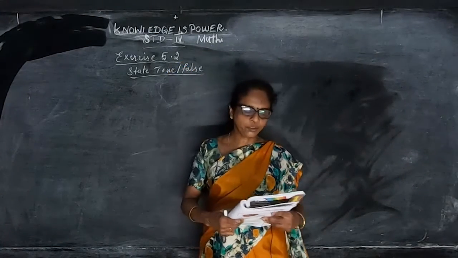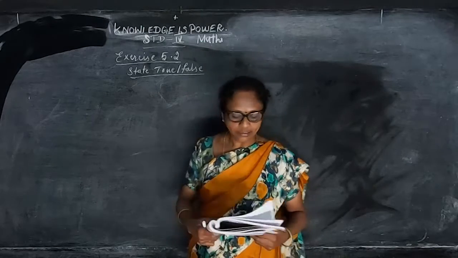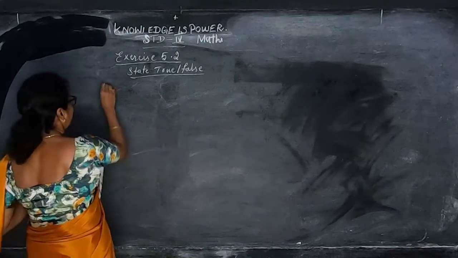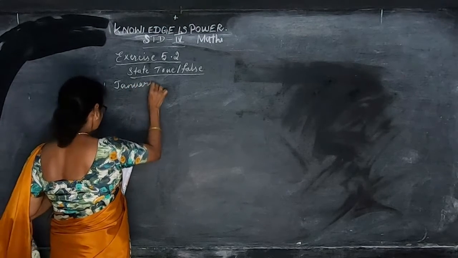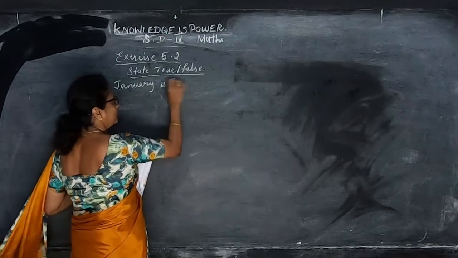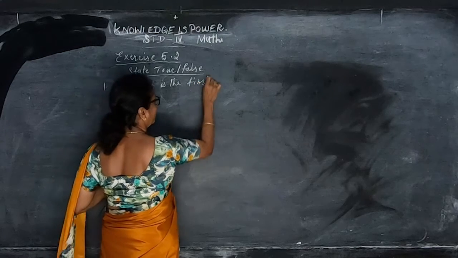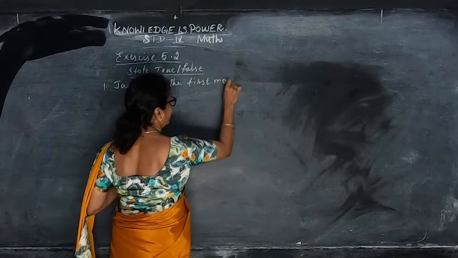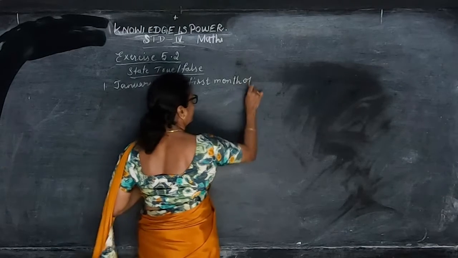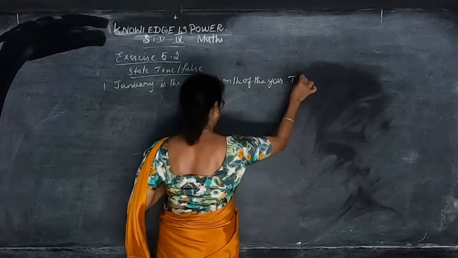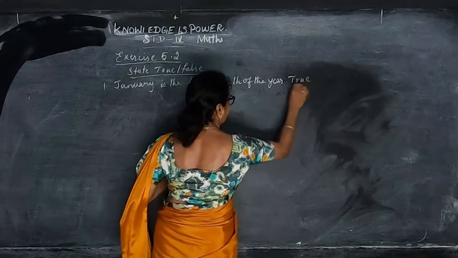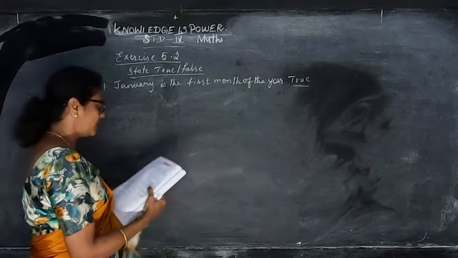Exercise number 5.2. Say true or false. That is, January is the first month of the year. So is it January is the first month of the year? That is true. So in the book you can make a note down, first month of the year. That is true. And the next one is March is in between September and November.